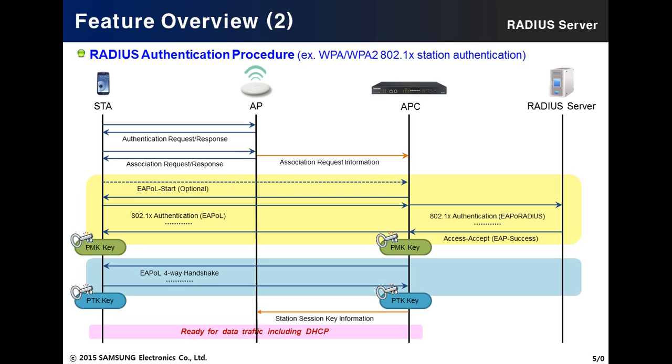So what I have here is a basic authentication process where the station is authenticated on the controller via an external radius server. As you can see, the station sends the authentication request, gets a response, and sends the association request. At that point, the controller is set for doing .1x authentication, and it sends the EAPOL, which is EAP over LAN start message, which is optional.